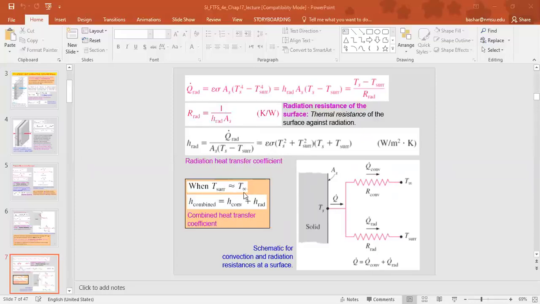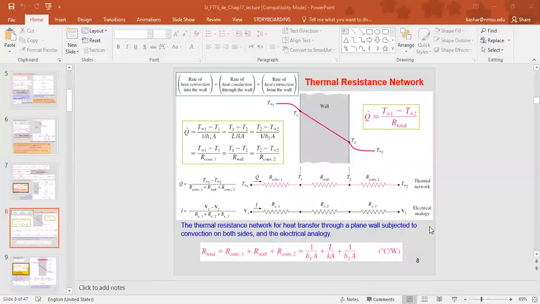When the surrounding temperature equals the free stream temperature, as we mentioned back in chapter 16, then the concept of combined heat transfer coefficient is introduced, where the combined heat transfer coefficient equals the convection heat transfer coefficient plus the radiation heat transfer coefficient. Here, as we expect, if both convection and radiation are significant, then the heat will be leaving the surface by these two modes.